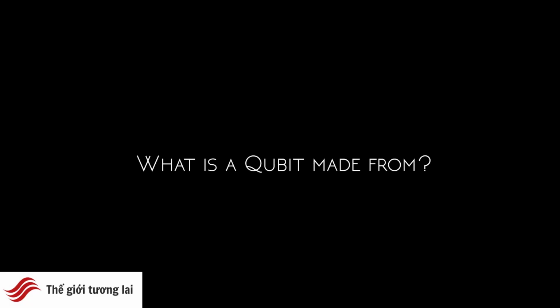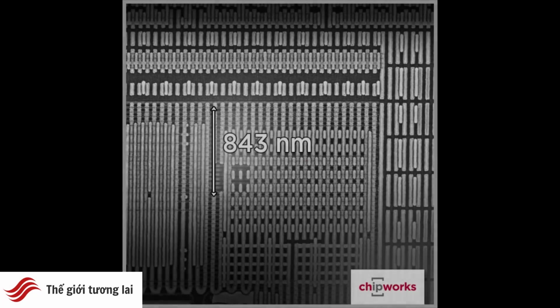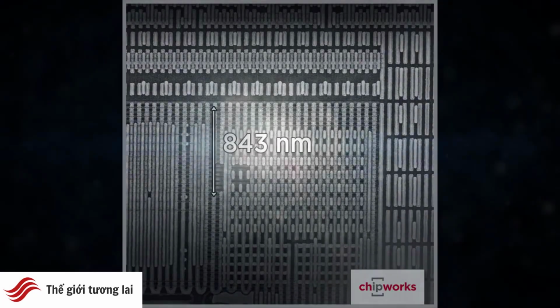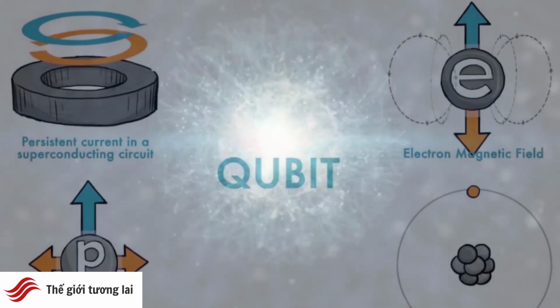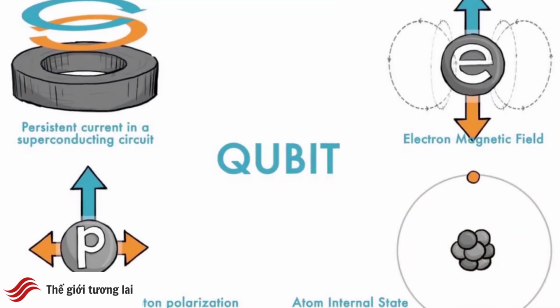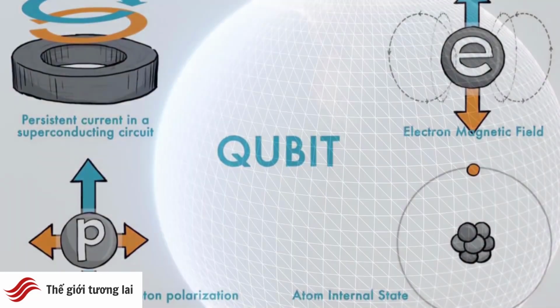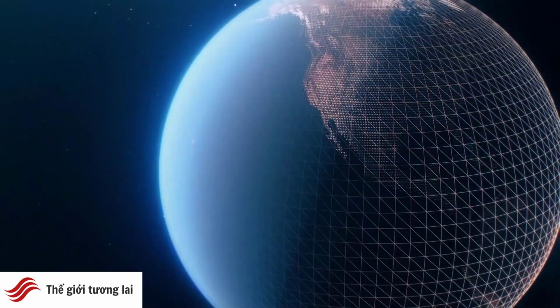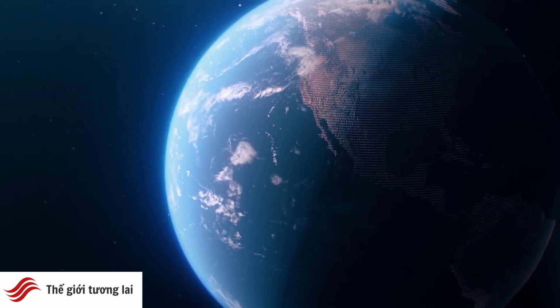So what is a qubit made from? While a normal computer's bits are made from tiny transistors, a qubit can be anything that exhibits quantum behavior: an electron, an atom, or even a molecule. That is, if the environment is right. More on this later. So I just want to solidify why the superposition aspect is so important.